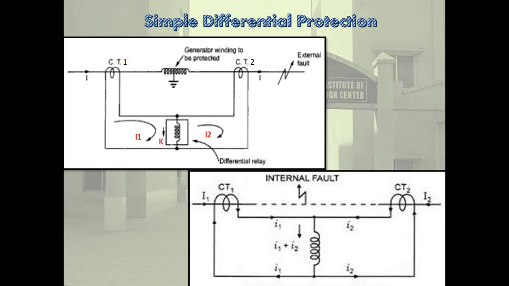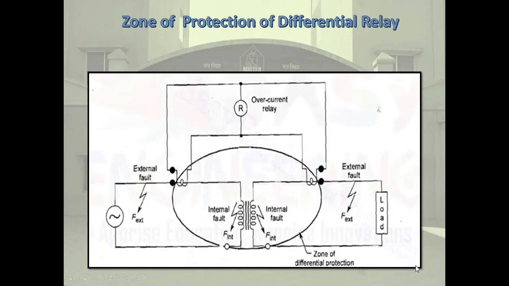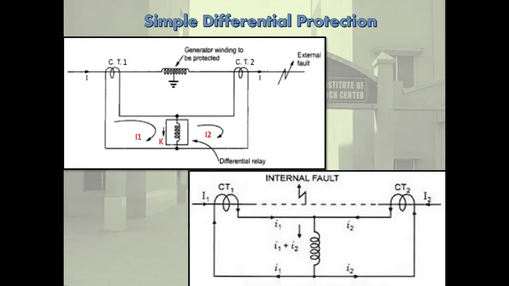Okay. In CT1, I1 current flows this way and I2 current flows by CT2 this way. So this is a relay, like a differential relay. So I1 plus I2 flows through the relay, circulating in the relay coil. Okay. So this is a simple differential protection, but it is not important for protection purposes.